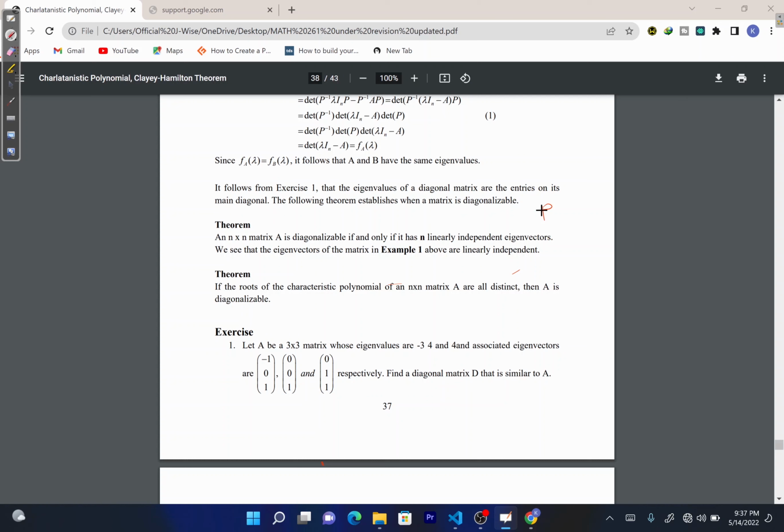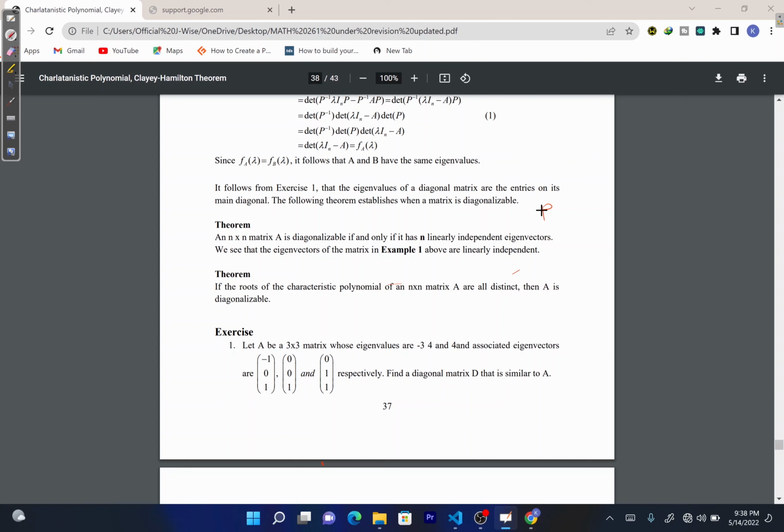But if the eigenvectors are linearly dependent, it means that for the matrix P whose columns are the eigenvectors, the determinant of matrix P will be 0. And therefore, matrix P is singular. Singular matrices are the same as non-invertible matrices. It means that the inverse does not exist. And therefore matrix A is not diagonalizable. I hope this is clear.